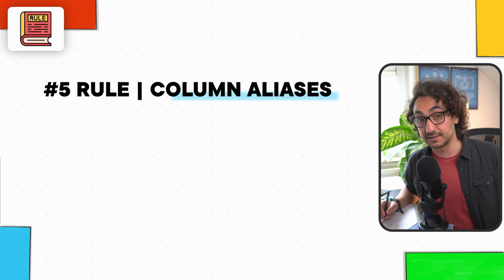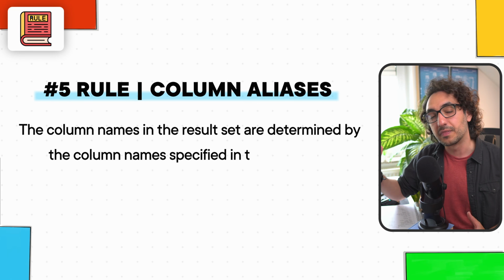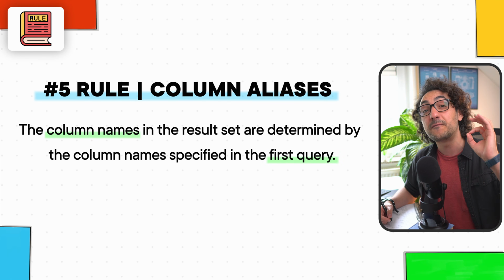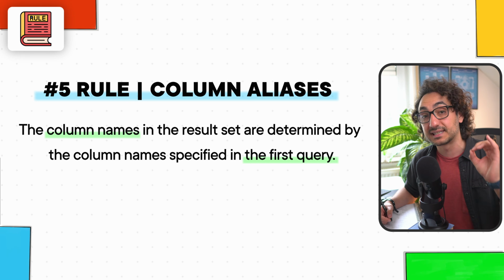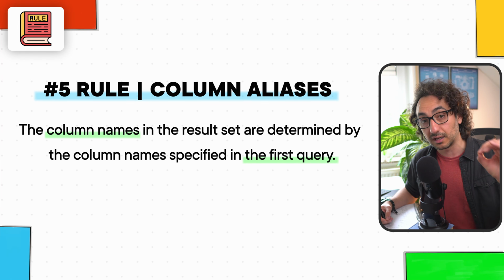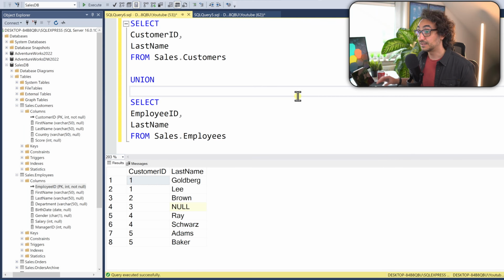Alright, moving on to rule number 5, the column aliases. Column names that we see in the output in the result are defined and determined by the column names of the first query, the first select statement. So that means the first query is responsible for naming the columns in the output. Okay, so let's understand what this rule means. Again, we have the same example, the customer ID, last name from customers, union, employee ID, last name from employees.